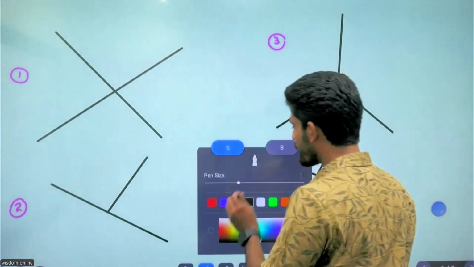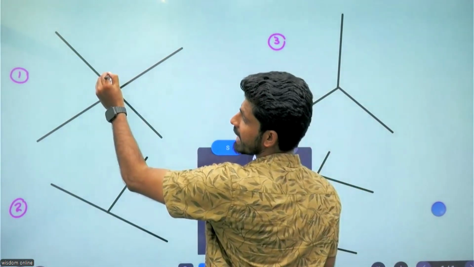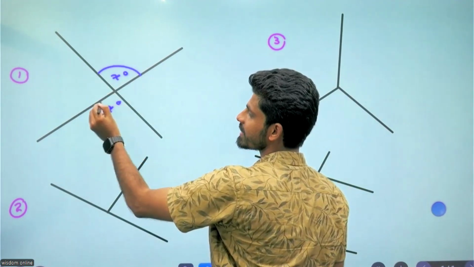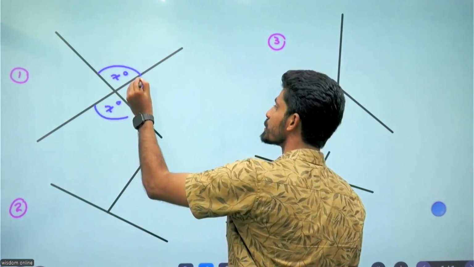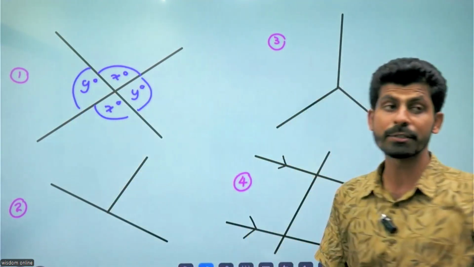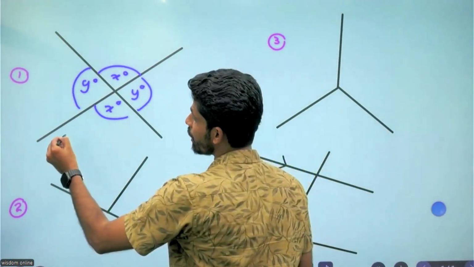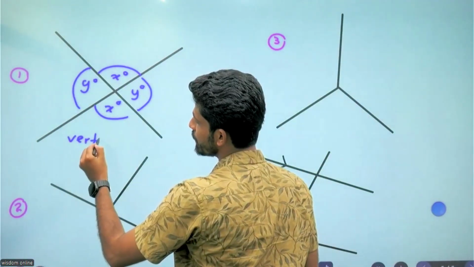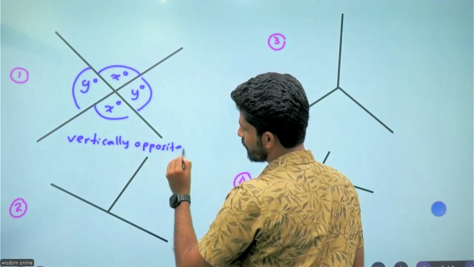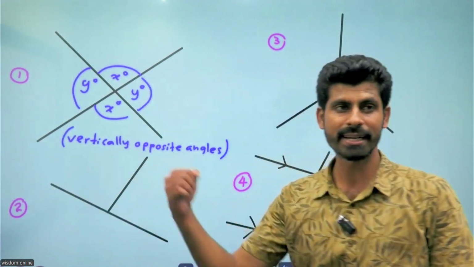Look at this one. If you are taking an angle like that, we can take vertically opposite angles, which are equal. This one equals x, so this one is also x. If this one equals y, vertically opposite angles are equal, so this one equals y. We need to write down the theorem within brackets. So what is the theorem? Vertically opposite angles are equal.